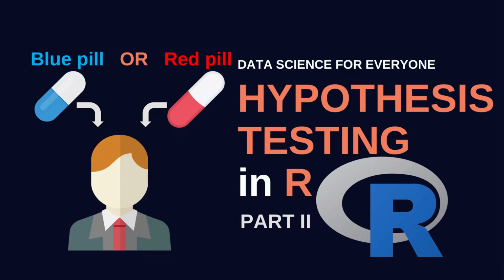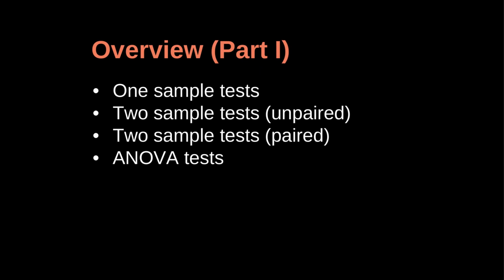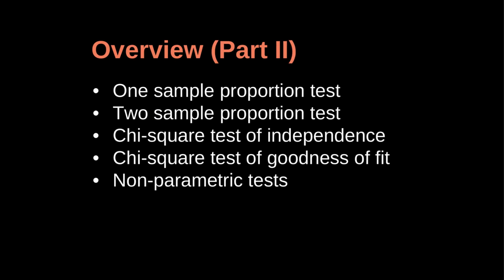Let's get started. In the first video on hypothesis testing, we covered one-sample tests, unpaired and paired two-sample tests, and ANOVA tests. In this part, we'll cover the following topics: one and two sample proportion tests, chi-square tests of independence, chi-square test of goodness of fit, and non-parametric tests.